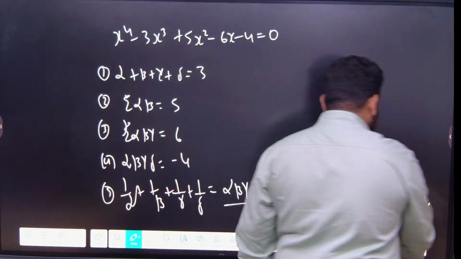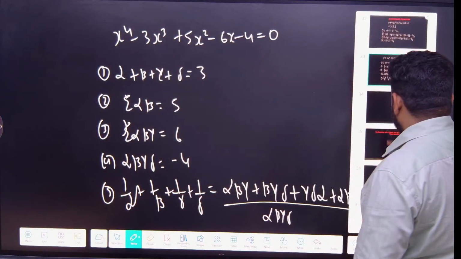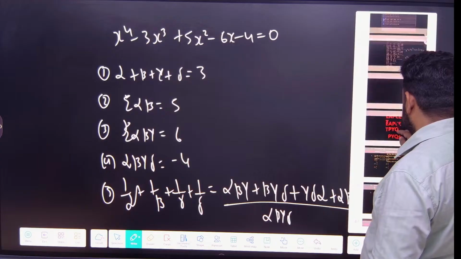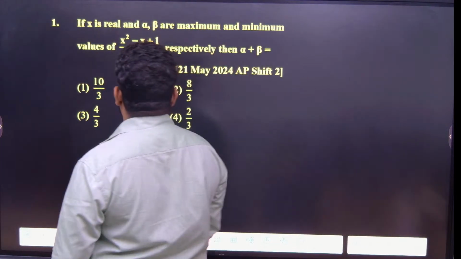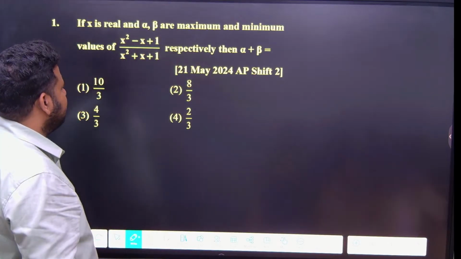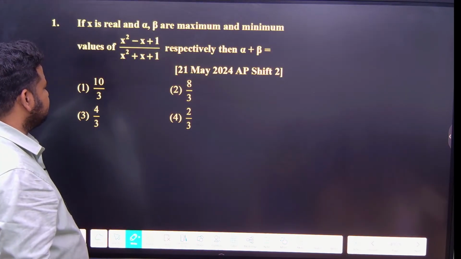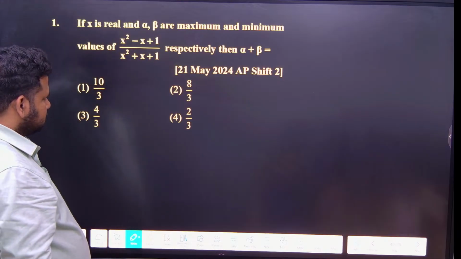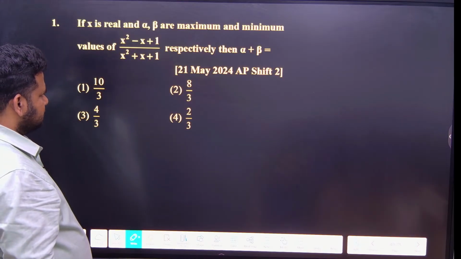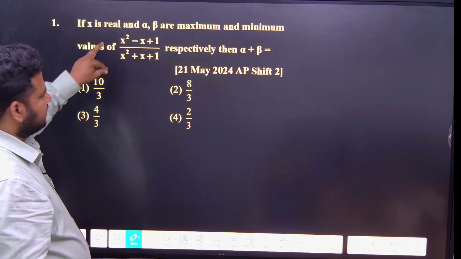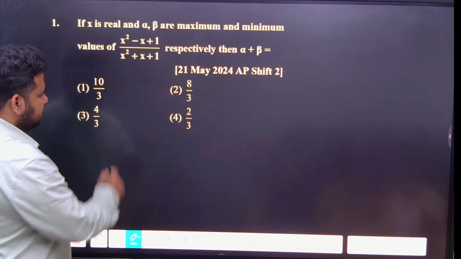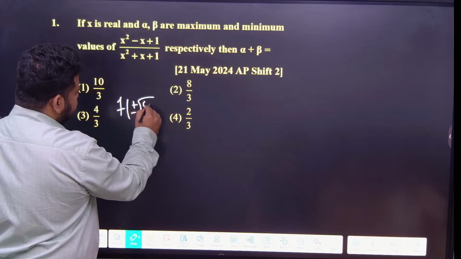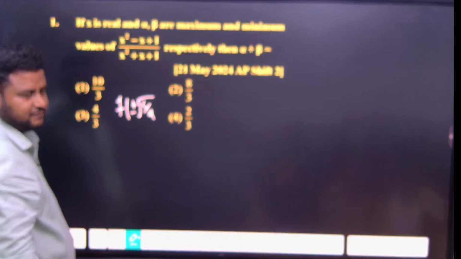Now, maximum and minimum they will ask, but you can use double differentiation, all these things. So see, I have done this question previously also. If x is real, and alpha and beta are the maximum and minimum values of this one respectively, then alpha plus beta is equal to what? When the rational function is given like this, the shortcut is f of plus or minus square root of c by a.